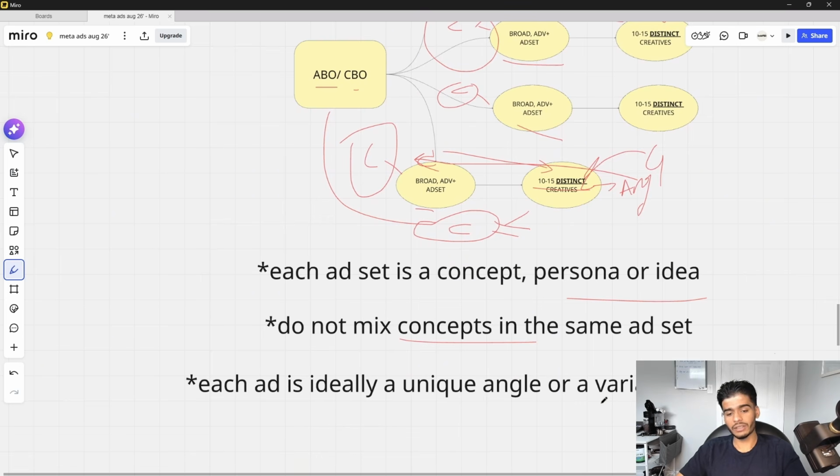And each ad is ideally a unique angle or variation, at least. So within these 10 to 15, you can have one angle and 2 variations of that angle. But don't have one angle and 15 variations, please. You are not helping yourself.